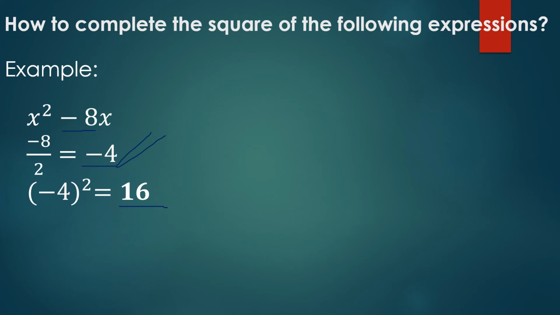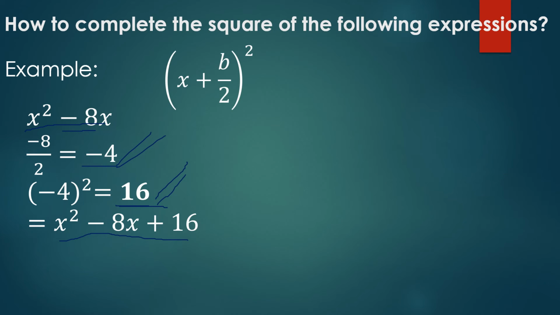Now, to complete the square of this expression, we are going to add positive 16. That's why we have x squared minus 8x plus 16. And this is what we called perfect square trinomial. And we all know that a perfect square trinomial can be written in the form of a square of a binomial. Just like that. x plus b over 2 quantity square. Meaning, we are going to write this perfect square trinomial as a square of a binomial.